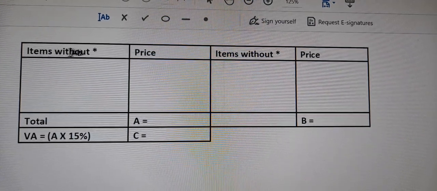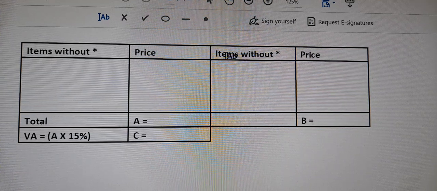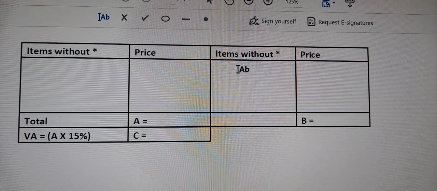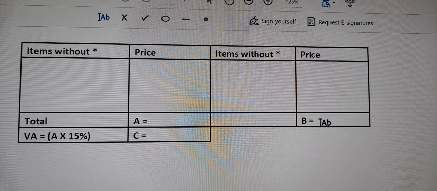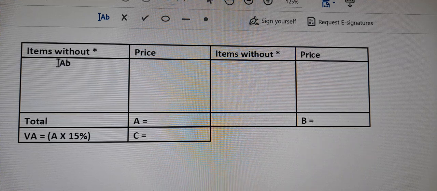Then here you're going to list the items without the asterisk and put their price. And here you list the items with the asterisk and list their prices. After you've listed their prices, you add the total. That's the first thing you must do. You must be able to draw this table because they won't give you this table. You must draw it yourself and put the headings correctly where they belong.